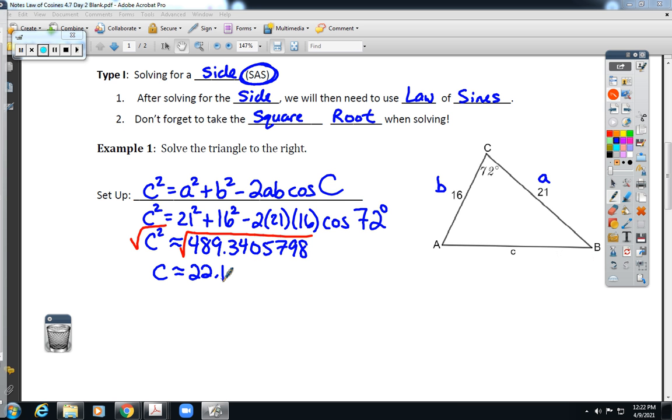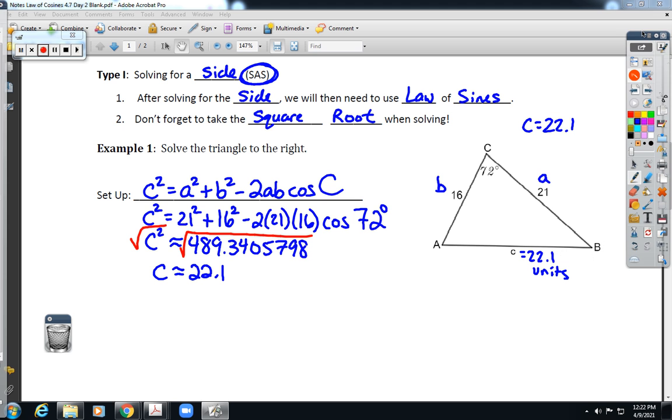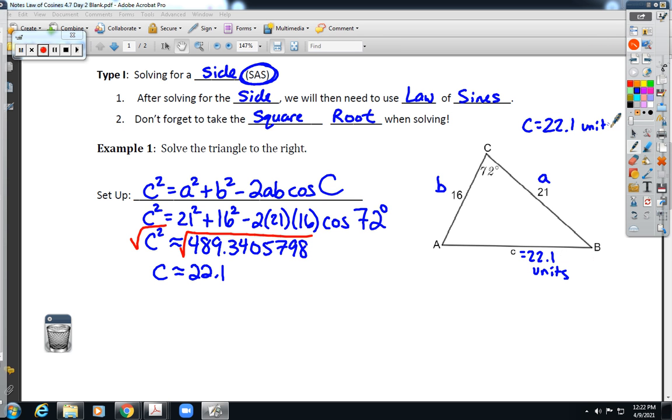So 22.1 is going to be the third side length of our triangle. Little c is 22.1 units. Now we still need to find the measure of angle A and the measure of angle B to finish solving the triangle. So now that we've found side length c, we have an angle pair, so we can now run the law of sines.